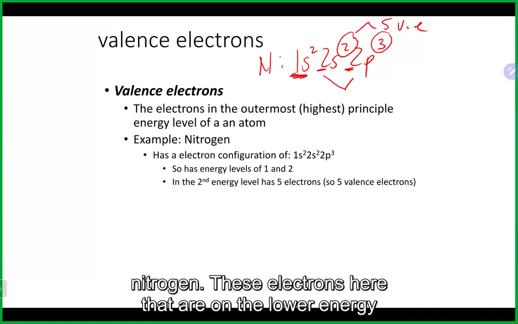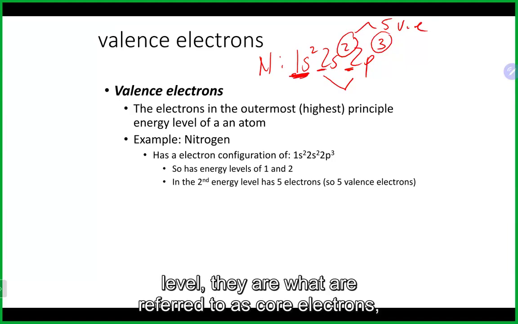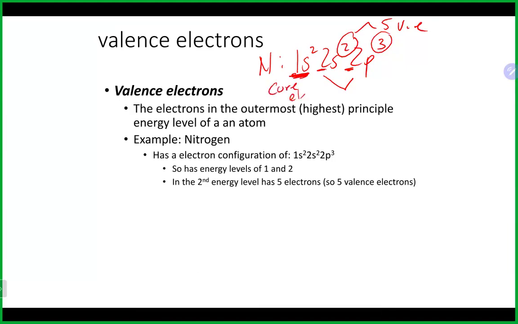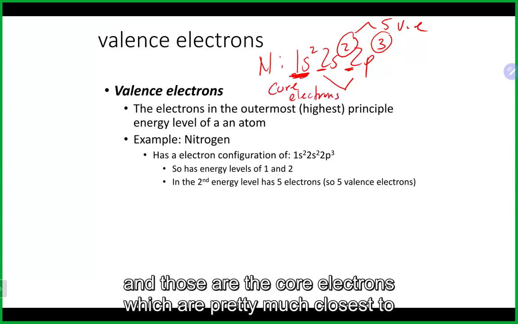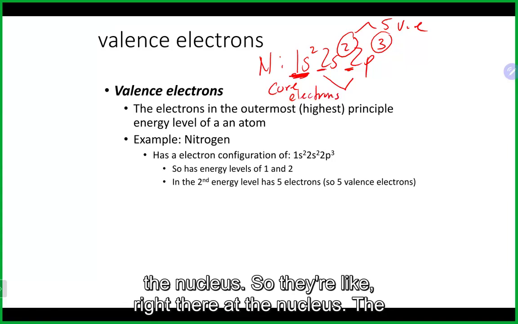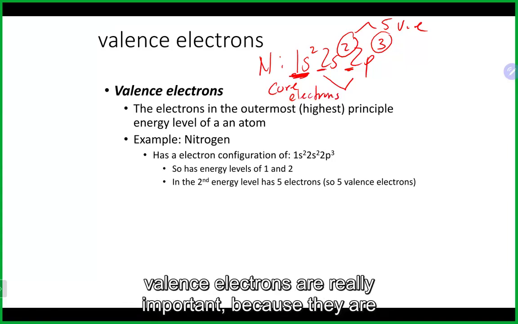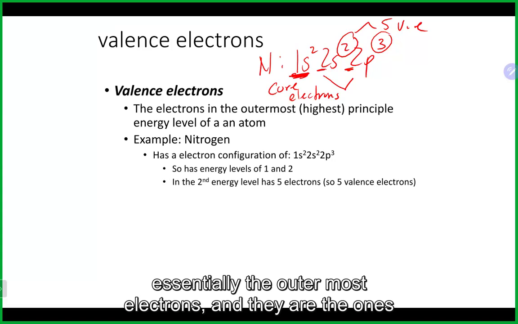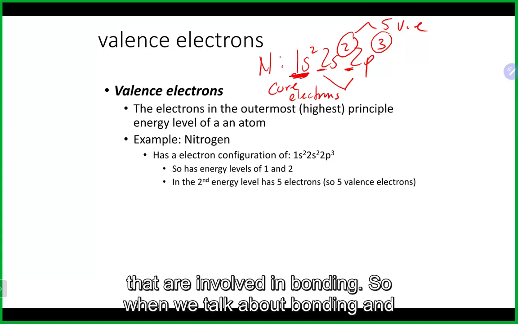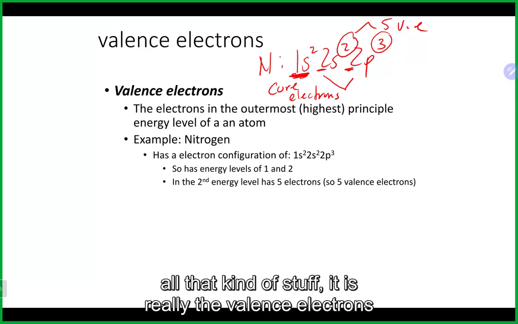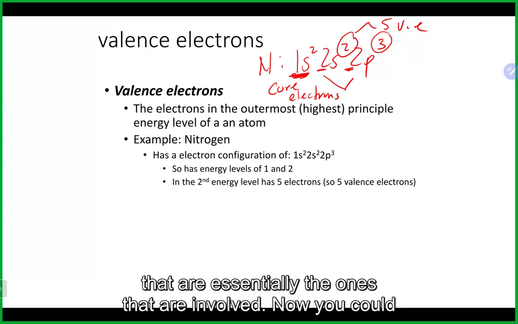The electrons on the lower energy level are referred to as core electrons, and those are pretty much closest to the nucleus, right there at the nucleus. The valence electrons are really important because they are the outermost electrons, and they are the ones involved in bonding. So when we talk about bonding and all that kind of stuff, it is really the valence electrons that are involved.